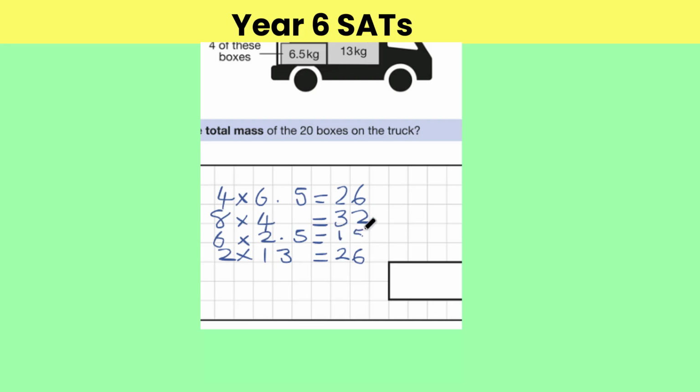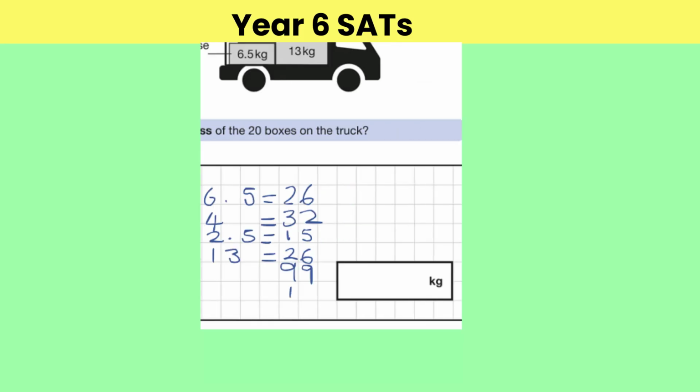So you've got how much each of those groups of boxes weigh, and now you just have to add it up. So I would add it up here. 6 plus 2 plus 5 plus 6. So 6 and 6 is 12, plus the 7 is 19. And 2 plus 3, 5, 6, 8 and 9, 99. I've just added those up. So your final answer is 99 kilograms.